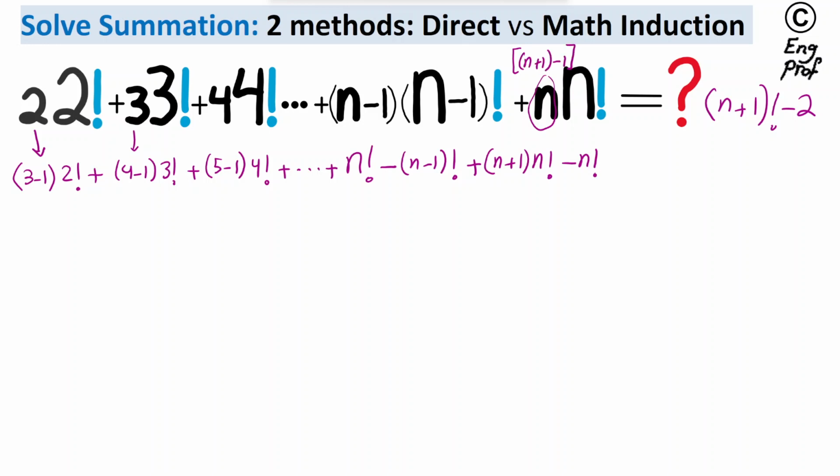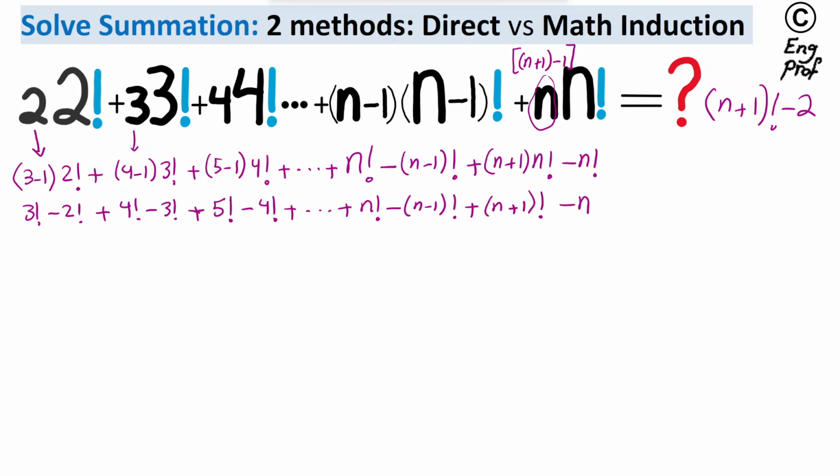Okay, so what's the benefit of writing it this way? Well, let's multiply. So just 3 times 2 factorial gives us 3 factorial minus 2 factorial. 4 times 3 factorial gives us 4 factorial minus 3 factorial. 5 times 4 factorial giving us 5 factorial minus 4 factorial, and keep the rest, so dot dot dot, that's the ellipsis, n factorial minus (n minus 1) factorial, finally (n plus 1) factorial minus n factorial. So now we can see what's going on.